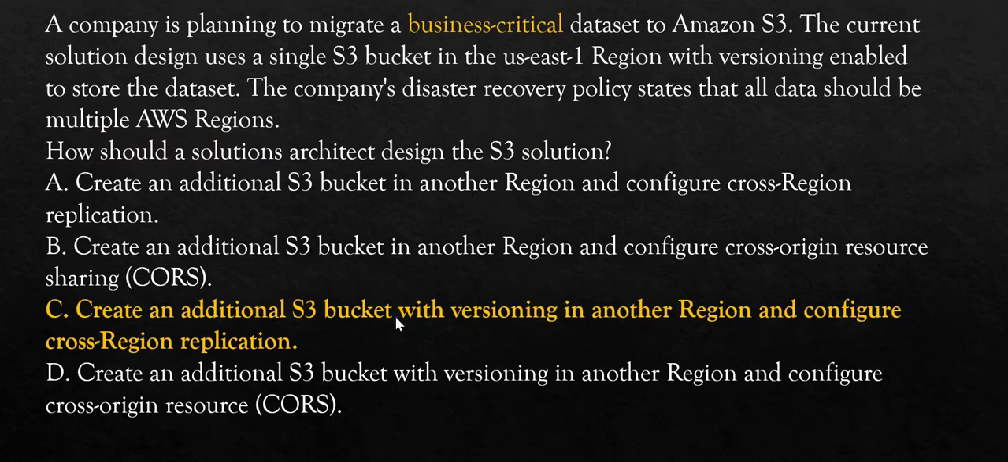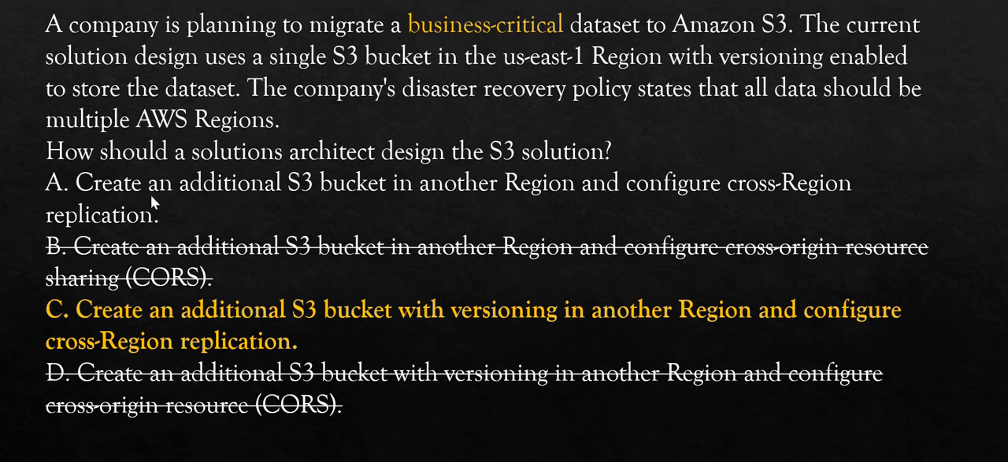The reason for choosing this answer over others is as follows. If you see options B and C, it is talking about CORS, that is cross-origin resource sharing. This is primarily used if you have a website and different components of the website need to talk to each other. This is not an example of CORS, but an example of cross-region replication. So hence CORS goes away. These two options, B and D, are wrong.